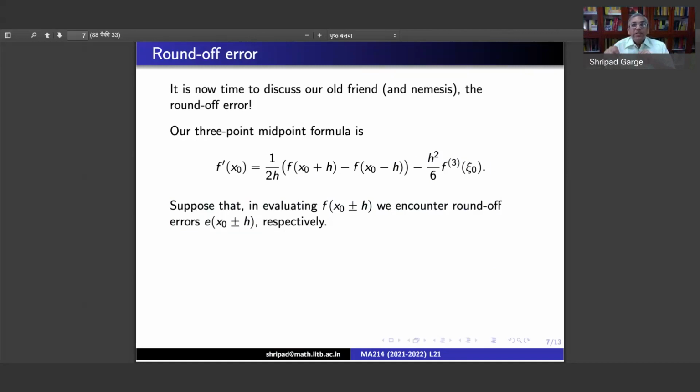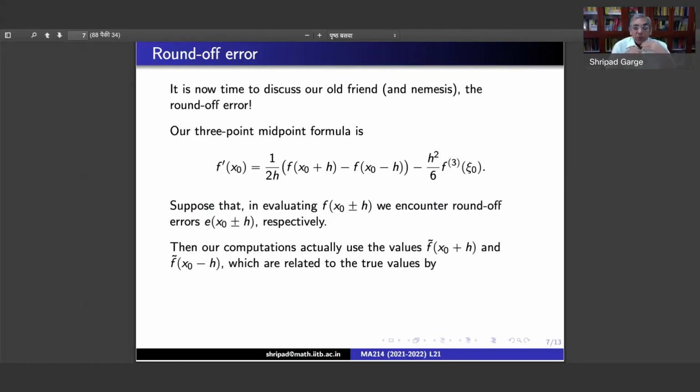And for f of x naught minus h, suppose the error is e of x naught minus h. These are the two errors that we have. And so we will actually be using the numbers f tilde of x naught plus h and f tilde of x naught minus h. We will not really be using the infinite numbers, the numbers given by infinite decimal representations, which are the true values of the function at x naught plus h and x naught minus h, but we will be using these f tildes. Okay, so there is already an error there.